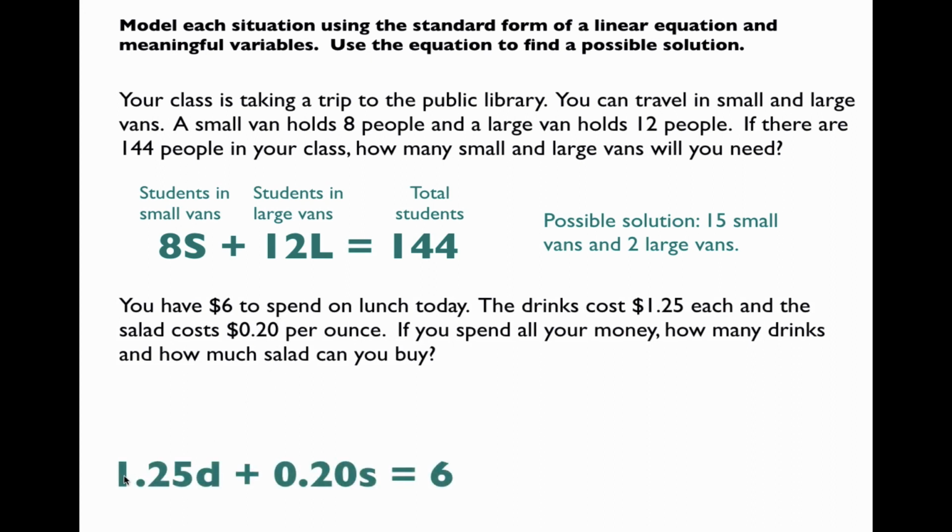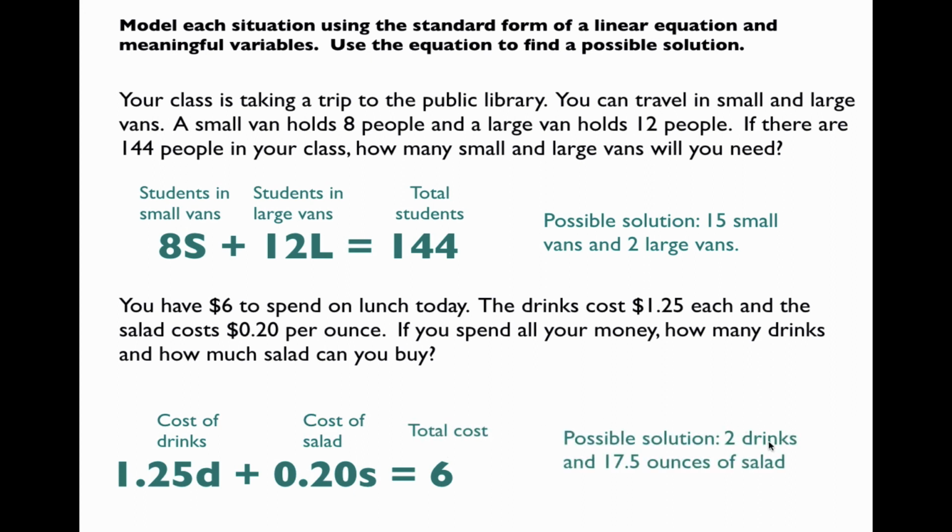And so I came up with $1.25 times the number of drinks gives us the total cost of the drinks, and 20 cents times the number of ounces of salad, and that would give us the total cost of the salad. Total cost of the drinks plus the total cost of the salad gives us the total cost of the meal. And of course, one viable solution would be 2 drinks and 17.5 ounces of salad.